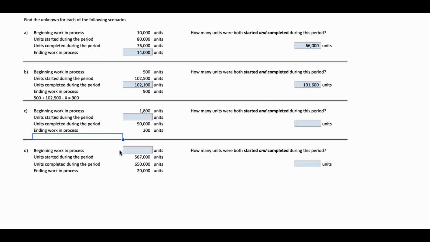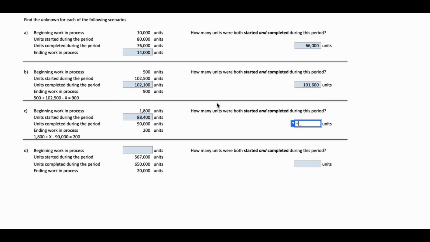Again, I'm just going to kind of draw out the algebra down below. So we've got 1,800 units beginning, plus we don't know how many units were started, minus 90,000 units that were transferred out, equals 200 units still in production. Again, we are going to isolate for x, so I'm going to add 90,000 to each side, and I will subtract 1,800 from each side. In which case, we will get 200 plus the 90,000 minus the 1,800. And we get 88,400 units.